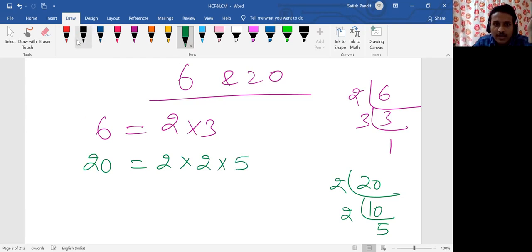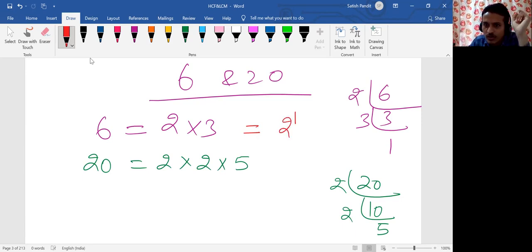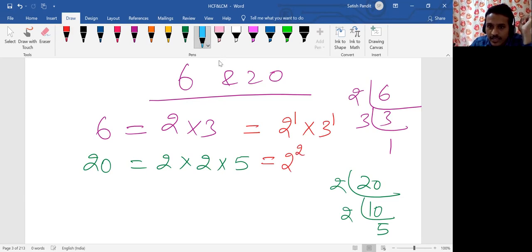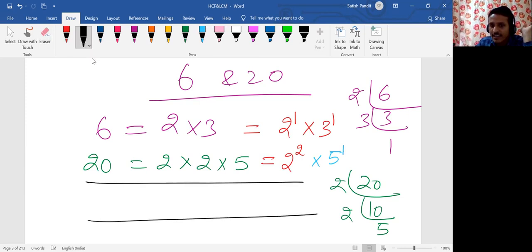I can also write the same number, try to understand, as 2 to the power 1 into 3 to the power 1, because 2 is repeated only one time, and 3 is only one time. Then 20 I can write as 2 to the power 2 into 5 to the power 1, because 5 is one time and 2 is two times. Now let us see what is HCF and LCM.